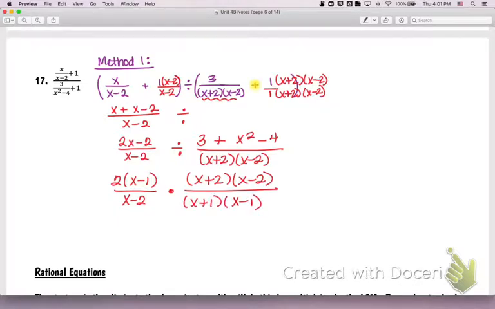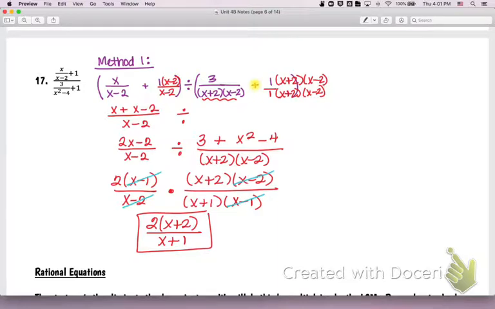Now this is just multiplying. So let's see what we can eliminate here. X minus 1 over x minus 1, that's a 1. X minus 2, x minus 2, that's a 1. And nothing else. So this is going to become 2 times x plus 2 over x plus 1, and that would be our answer. 2, negative 2, that came from the original problem. Those are excluded, but also 1 and negative 1, because of the flip, have to be excluded in this case.